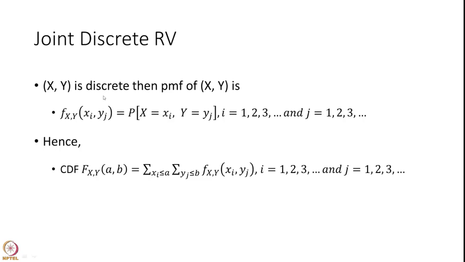So, if (x, y) is a discrete joint random variable, then the probability mass function of (x, y) is defined as the probability that x takes on a value x_i and y takes on a value y_j, where i varies from 1 onwards and j varies from 1 onwards. And therefore, the CDF of the discrete joint random variable (x, y) at (a, b) is defined as the summation over all x_i less than a and the summation over all y_j less than b of f of x, y, that is, the discrete probability mass function of the joint random variable (x, y).